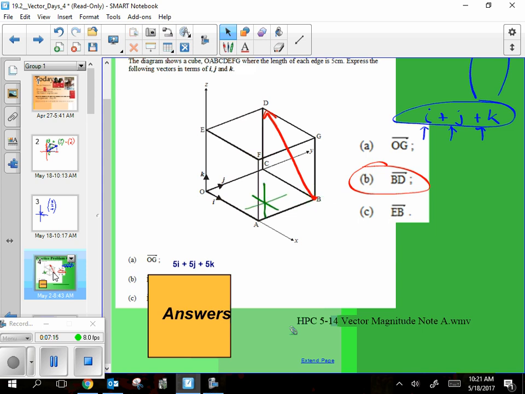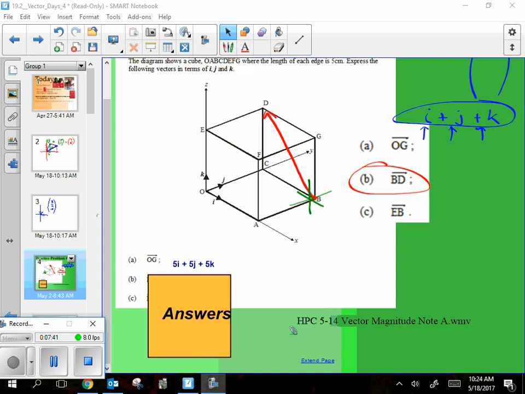All right. Try to figure out, maybe there's a 0 involved, maybe there's a negative number involved. Try to figure out what BD is in column vector or position vector form. And then try EB, and that's a different situation. I'll pause while you try to do those two. Okay, let's see how you did.